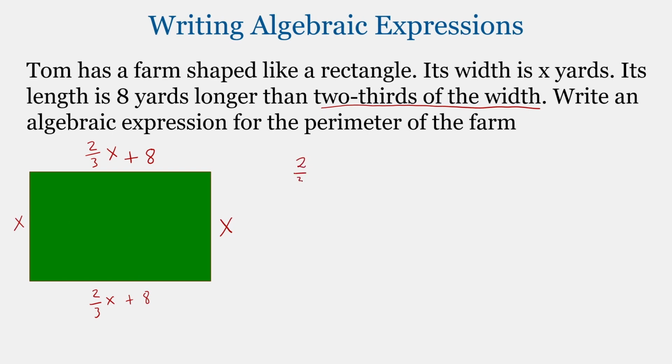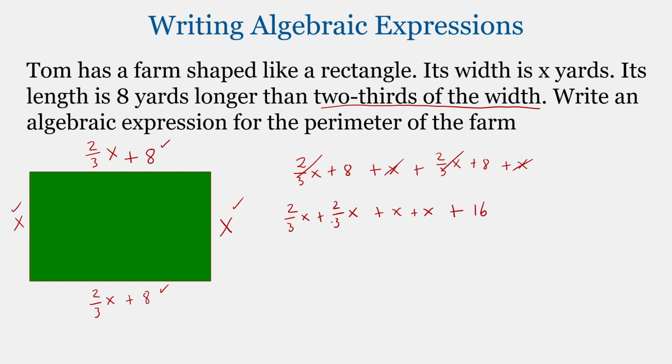So we have 2/3 x plus 8. That's this one right here. And then we'll add this x. So plus x. And then we'll add this length plus 2/3 x plus 8. And then we'll add this width plus x. So we have 2/3 x plus 2/3 x. Go ahead and group things together. So I've added those two. Then we have plus x. That takes care of those two. And then 8 plus 8, I'll go ahead and add those. That's plus 16.